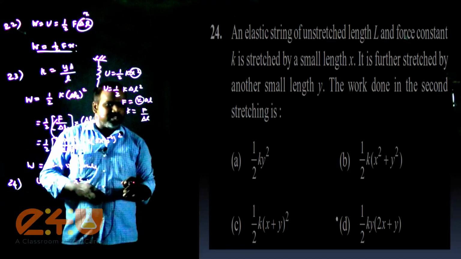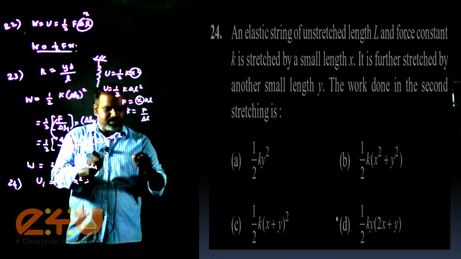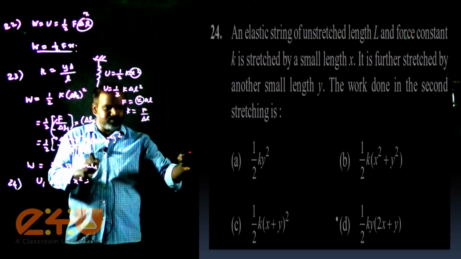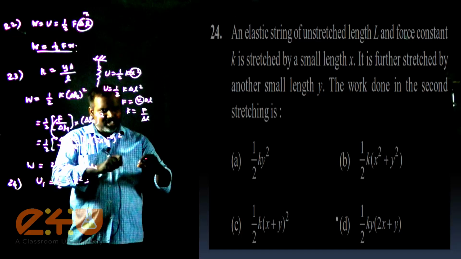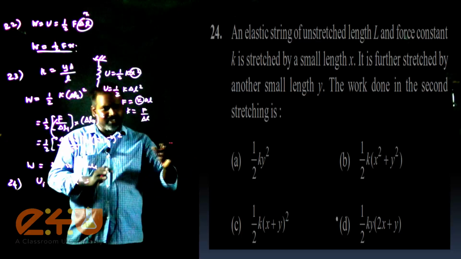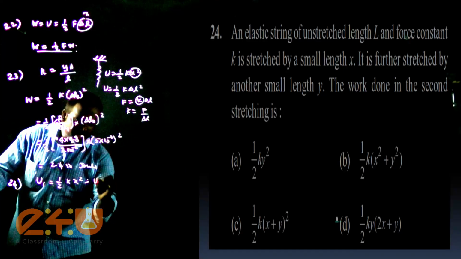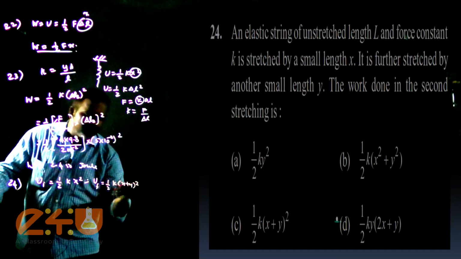Now it is further stretched by another small length. The equilibrium length of the wire is L, then it is stretched to x, and again the same wire is stretched to some other new length y. So the total extension compared to the equilibrium or original length gives U final equal to half K into x plus y, whole square.